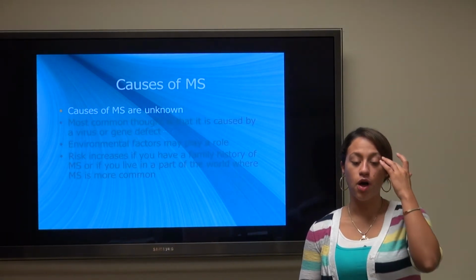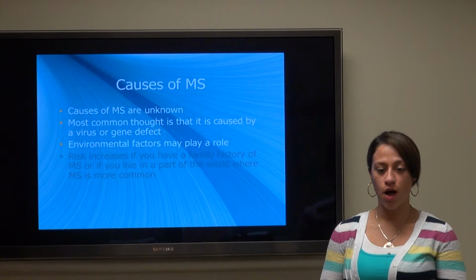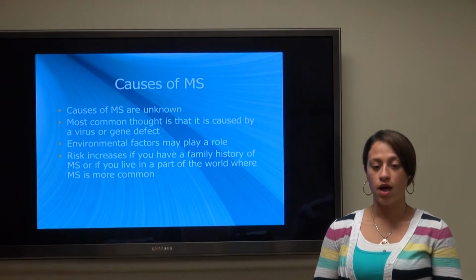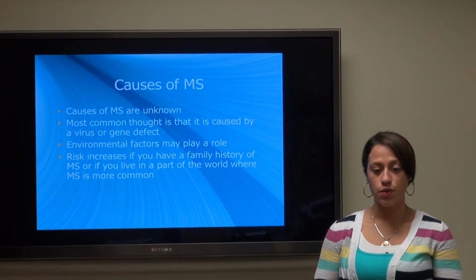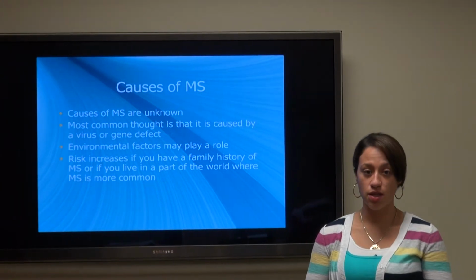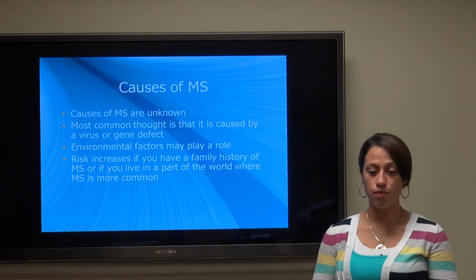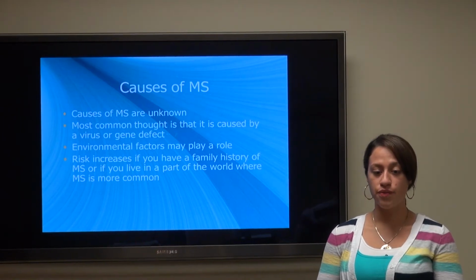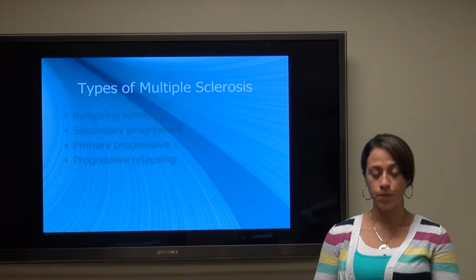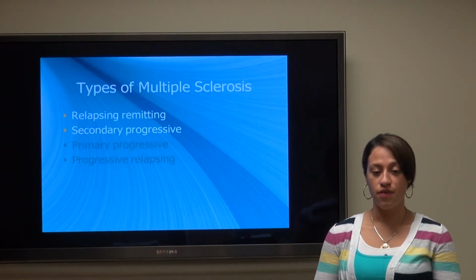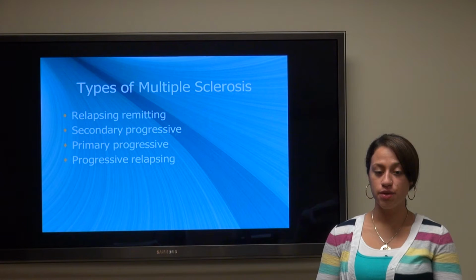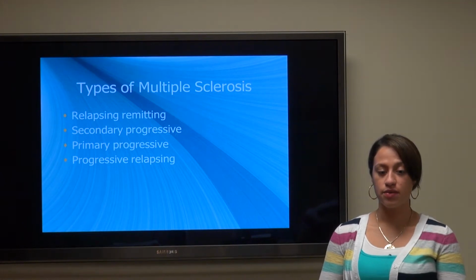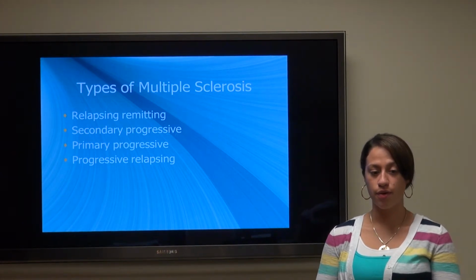So what are some of the causes of MS? Basically, the causes are unknown. It's most commonly thought that they're caused by a virus or a gene defect. However, it is thought that environmental factors may play a role. The risk does increase if you have a family history of MS or if you live in a part of the world where the risk is more common. What are some types? There are four main ones: relapsing remitting, secondary progressive, primary progressive, and progressive relapsing.